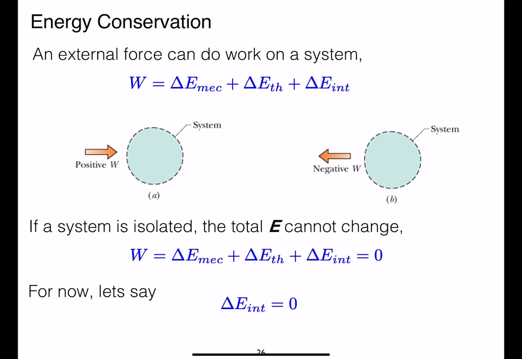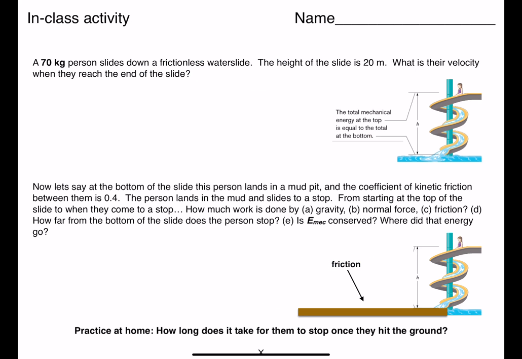So when you do work on the system, you're doing positive work. When the system does work on you, negative work is done. If a system is isolated, the total energy cannot change. In that case, we have to consider the internal energy as well. For now, we are going to consider that internal energy to be 0.